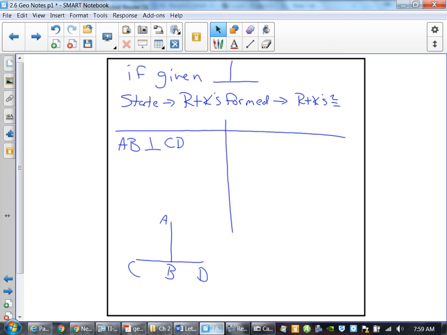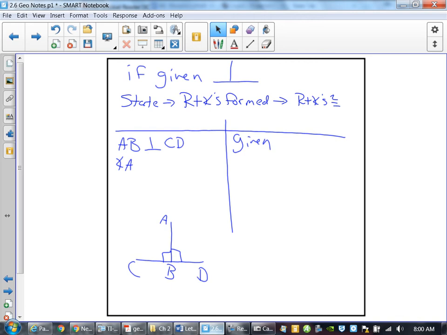So, when things are perpendicular, what is formed? Right angles. So what we're going to do, this is our given. So now I'm going to state the two right angles that are formed. In this example, what are the two right angles that are formed? CBA and DBA, or ABC and ABD, does it matter the lettering that you use? What has to be in the middle though? B. Very good. So I'm going to do it this way.